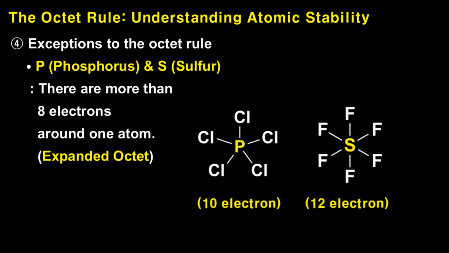In a molecule like phosphorus pentachloride, PCl5, phosphorus forms 5 bonds, which means it holds 10 electrons in its valence shell, not just 8. Another great example is sulfur. In sulfur hexafluoride, SF6, sulfur forms 6 bonds, holding a total of 12 valence electrons. So while the octet rule works well for many elements, those in period 3 and beyond can expand their octet, and that lets them form a wider range of stable compounds.